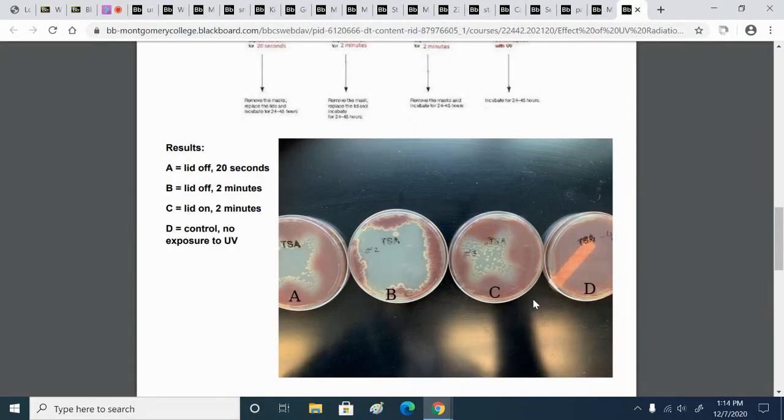So we saw increasing exposure time is more effective. Paper blocks UV. Polystyrene plastic does not block enough UV. And so what kind of plastic did we say is very effective at blocking UV and is pretty cheap? Was it polycarbonate? Right, polycarbonate plastic. So polycarbonate is cheap. It blocks UV. It's not as cheap as polystyrene, but polystyrene is not good for blocking UV.